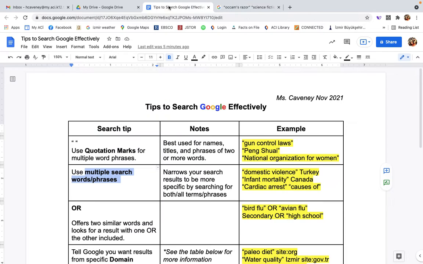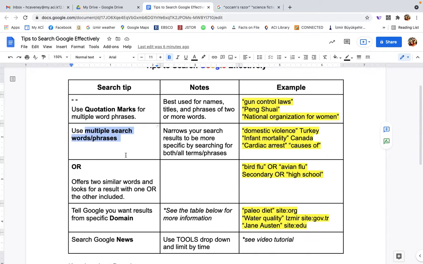All right, so the more search terms you give Google, the less results you'll get. And just remember, if it's 2 or more words, put quotation marks around it. So those are the first 2 tips I want you to use. Here are some more examples over here on the right that I've done. Domestic violence, Turkey. Infant mortality in the country of Canada. Maybe you're looking for a specific ailment or illness and then the causes of or the symptoms.